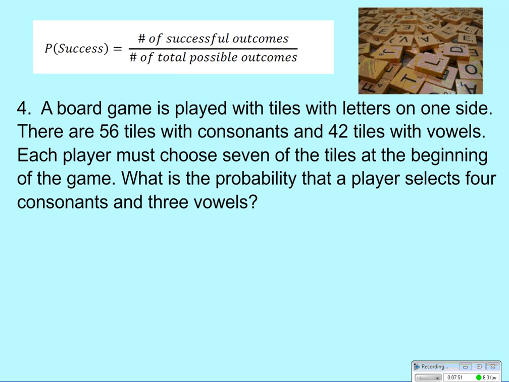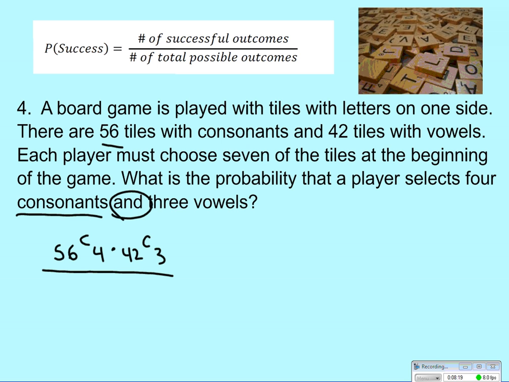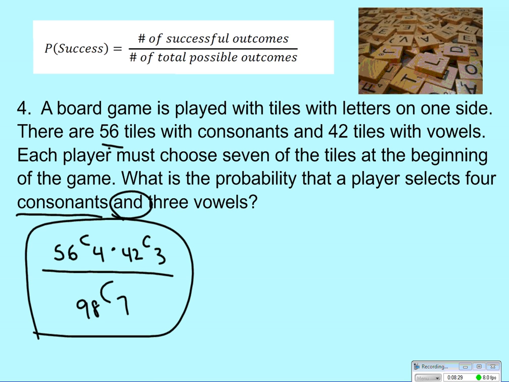So again, this is kind of using that same idea. The probability that she selects 4 consonants and 3 vowels. So you're taking 7 letters at a time. You want to take 4 consonants out of 56, so it's going to be 56 choose 4. But you've got to do 4 consonants and 3 vowels. And is my big dead giveaway that it's going to be multiplication. And 3 vowels, so it's going to be 42 choose 3. All over, well, I'm choosing 7 from 56 and 42, which is going to be 98. So here's kind of the way to figure out my probability using combinations.